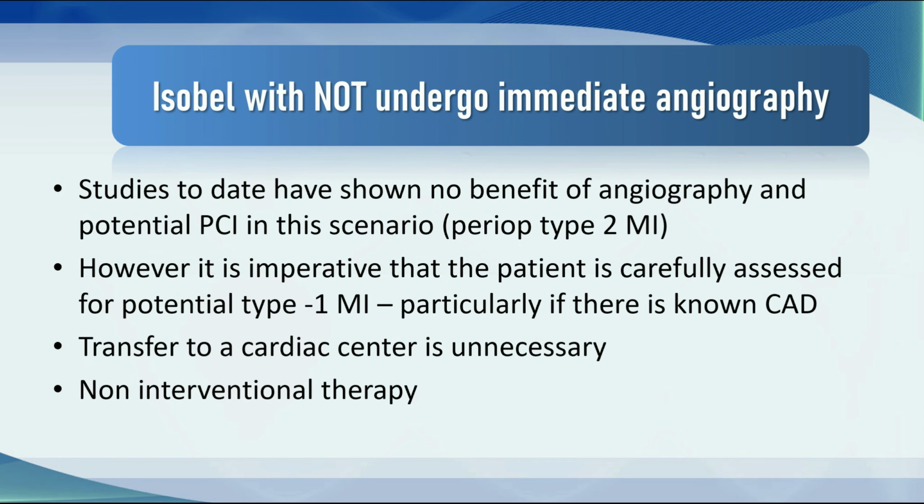Isabel will not undergo immediate angiography. Studies to date have shown no benefit of angiography and potential PCI in this scenario. That's a periop type 2 MI. However, it's imperative that the patient is carefully assessed for potential type 1 MI, particularly if there is known coronary arterial disease. In general, if you're in a non-cardiac center and you have a patient like Isabel, it is not necessary to transfer her to a cardiac center because she's not going to get interventional therapy.